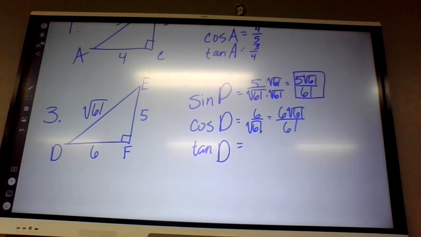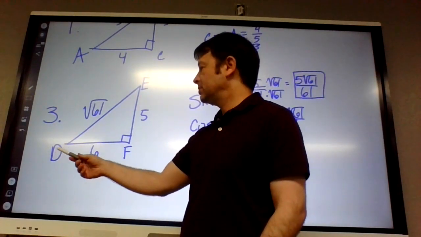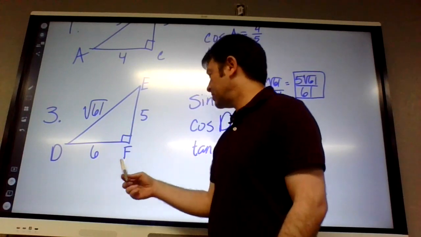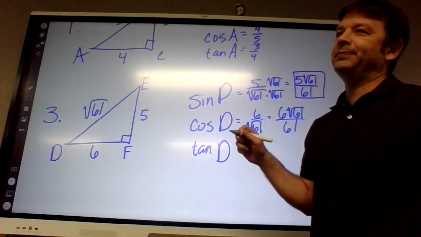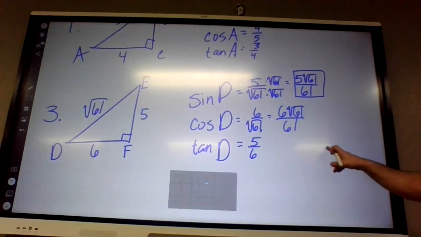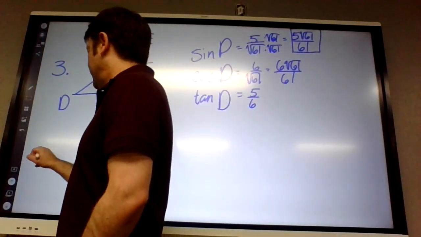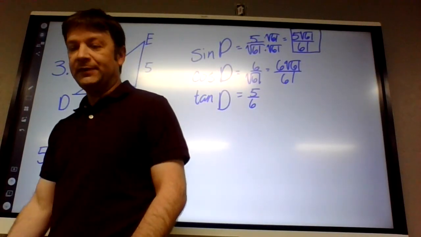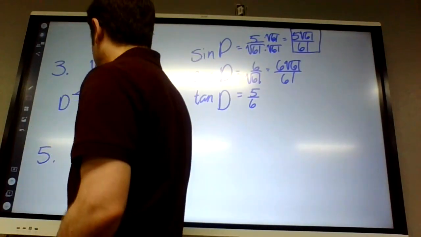Alright, Keziah, tangent. Opposite over adjacent. What's the opposite? 5. The adjacent? Over 6. Yeah. By the way, if these fractions would reduce, do you think we should reduce them? Yes. This one, we don't really need to do anything yet, but probably later on we're going to have to reduce it. 5 over 6 does not reduce. Oh, yeah, that'll help. Okay.